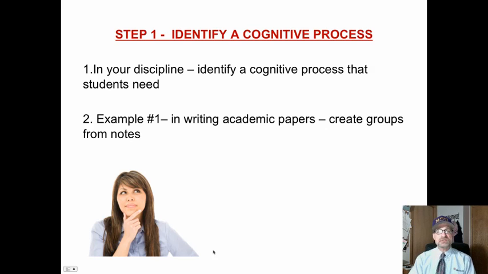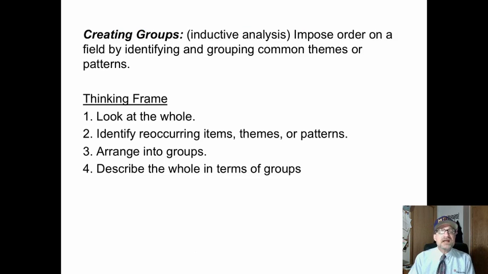So, what are the steps? You say, number 1, in your discipline, identify a cognitive process that students need to do. I cannot help you here, but let me give you an example. In writing academic papers, students, after they take notes, they need to look at their notes, look for reoccurring themes, and create groups. That's how you move things into paragraphs or sections. Here is the process. Here are the steps. Look at the whole, identify recurrent themes, arrange your groups, describe the whole in terms of groups.